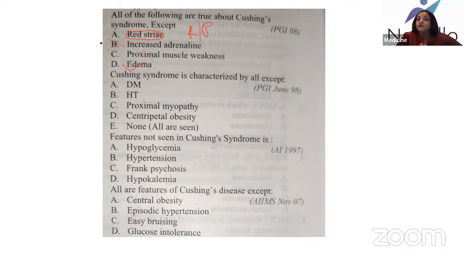Cushing syndrome is characterized by all of the following except: diabetes, hypertension, proximal myopathy, centripetal obesity. So then obviously it is a PGI question. So then all are seen.